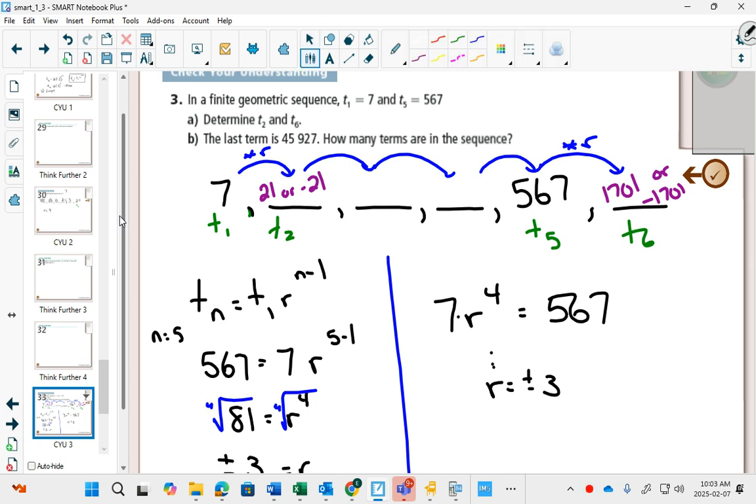Okay, so part B. The last term in the sequence is 497.